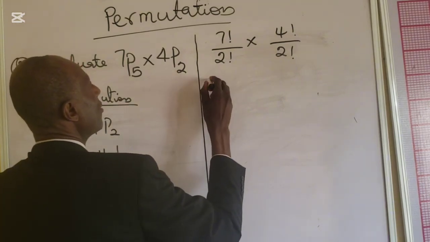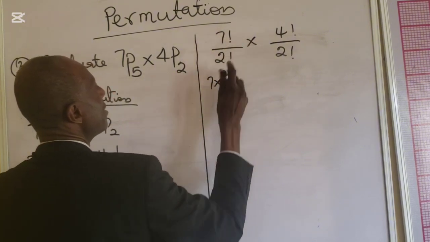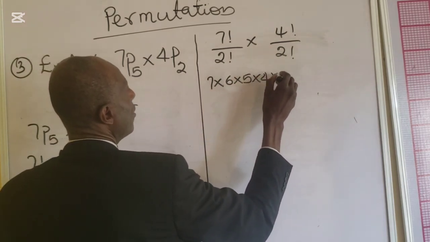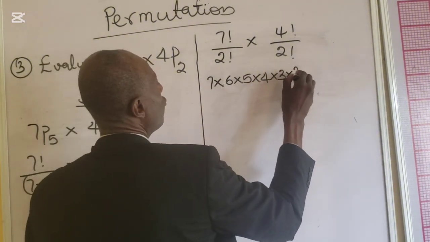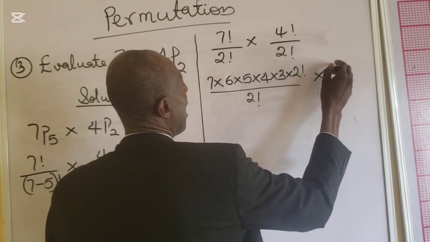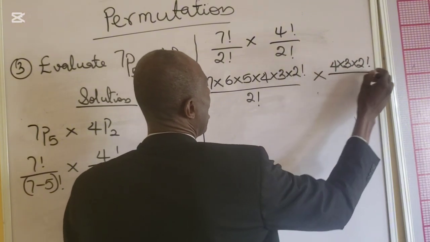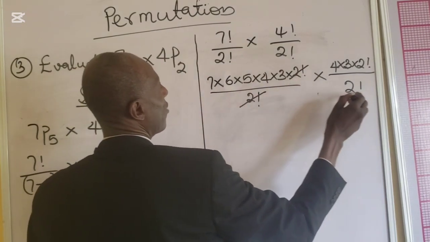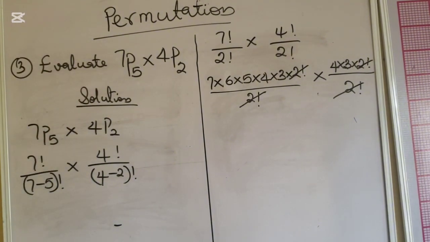So here means 7 times 6 times 5 times 4 times 3 times 2 factorial over 2 factorial, multiplied by 4 times 3 times 2 factorial over 2 factorial. 2 factorial will cancel 2 factorial.